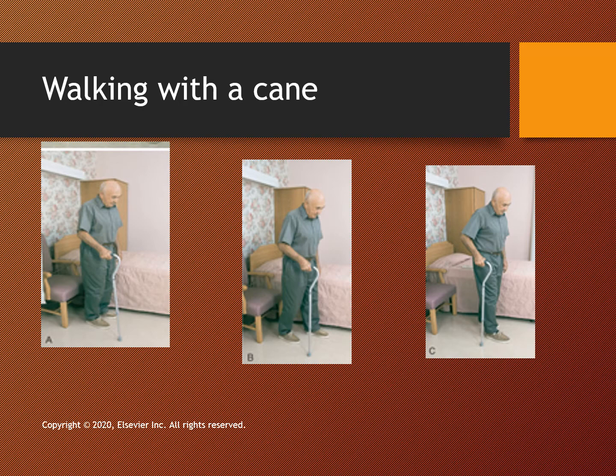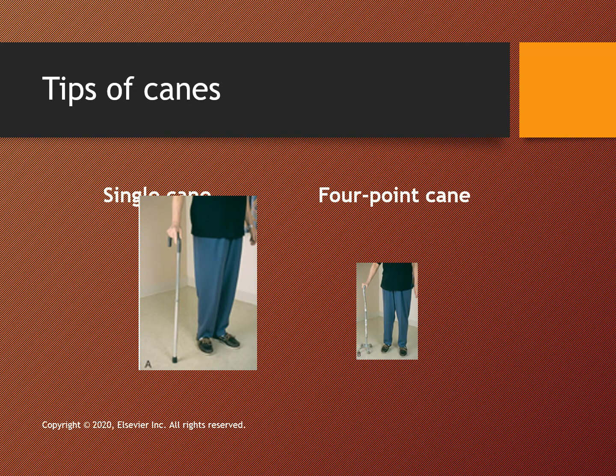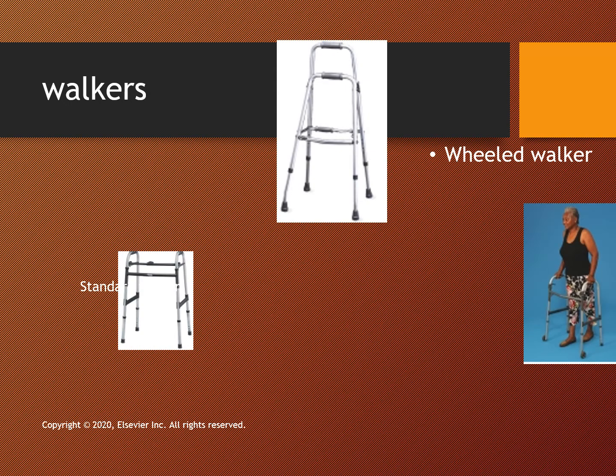Walking with the cane, as you can see in A, B, and C, how he walks through with the cane. And then you have a single point cane and the 4-point cane. Those are the tips of the canes. Walkers, you have a standard walker, and you have the wheeled walker at the bottom right side, and there's the quad walker. When a person has a stroke, they are only able to use one side.